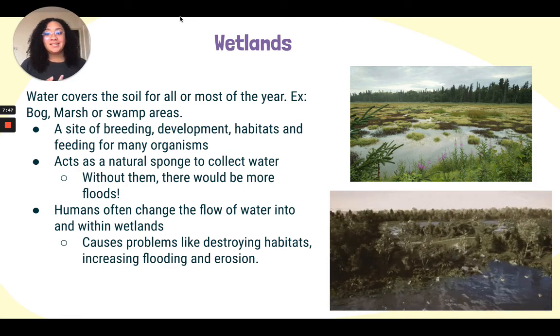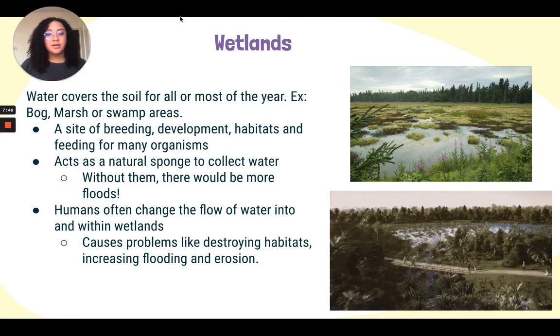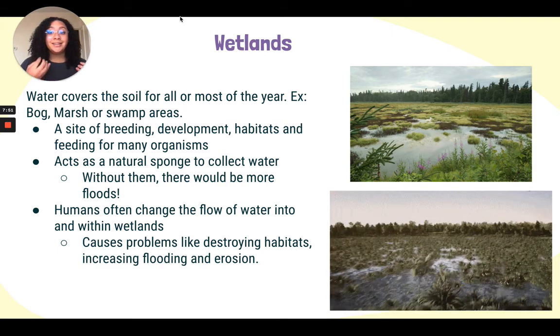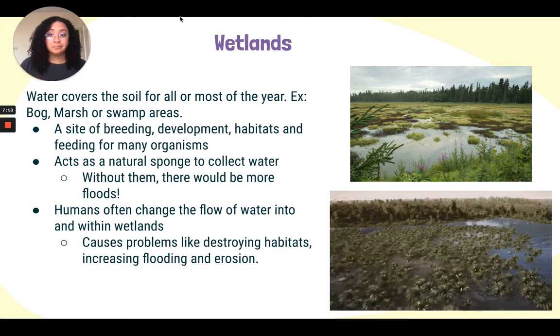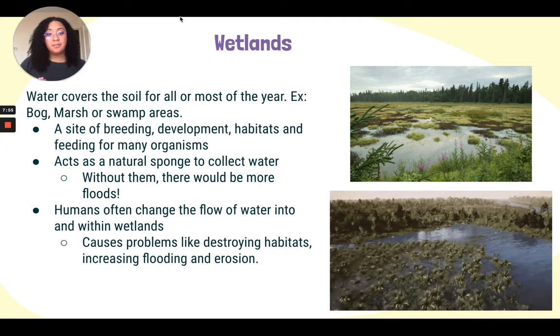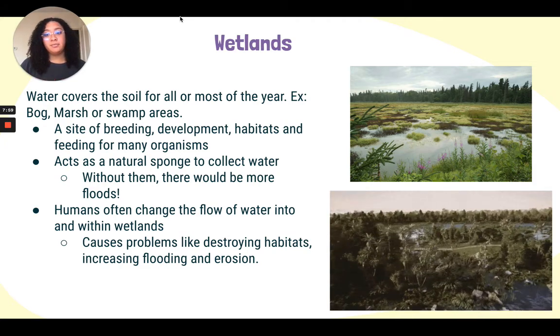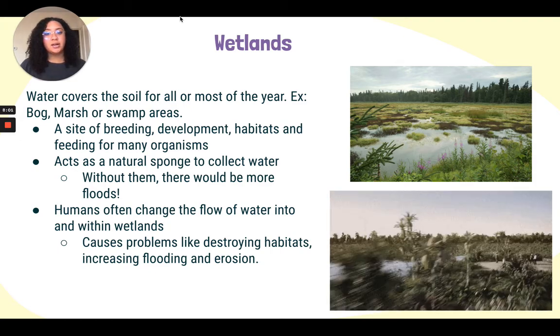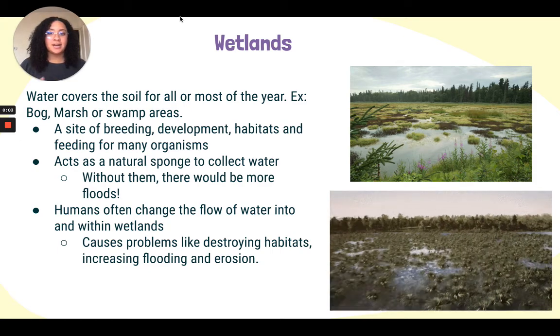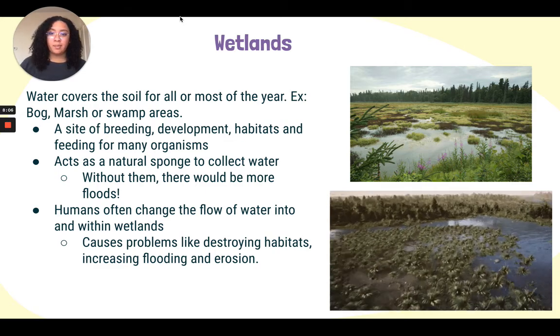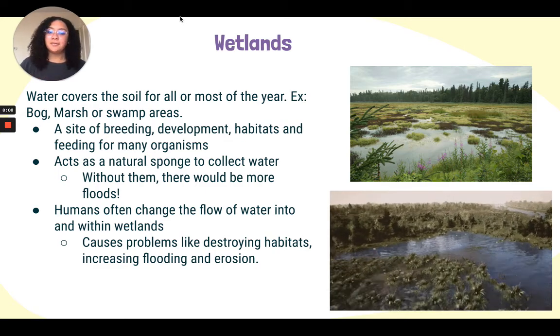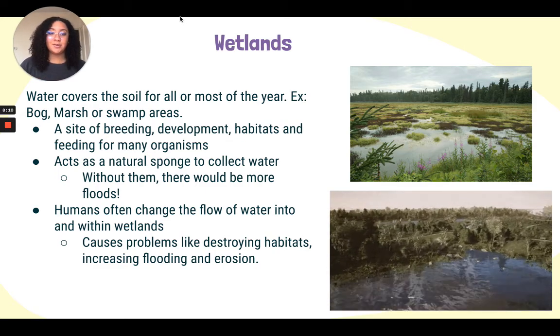It also acts as a natural sponge to collect water, so without wetlands there's going to be a ton more floods. But we humans sometimes change the flow of water and cause problems like destroying the habitats, because they're super important, remember. It may increase flooding, like we said, and even erosion.